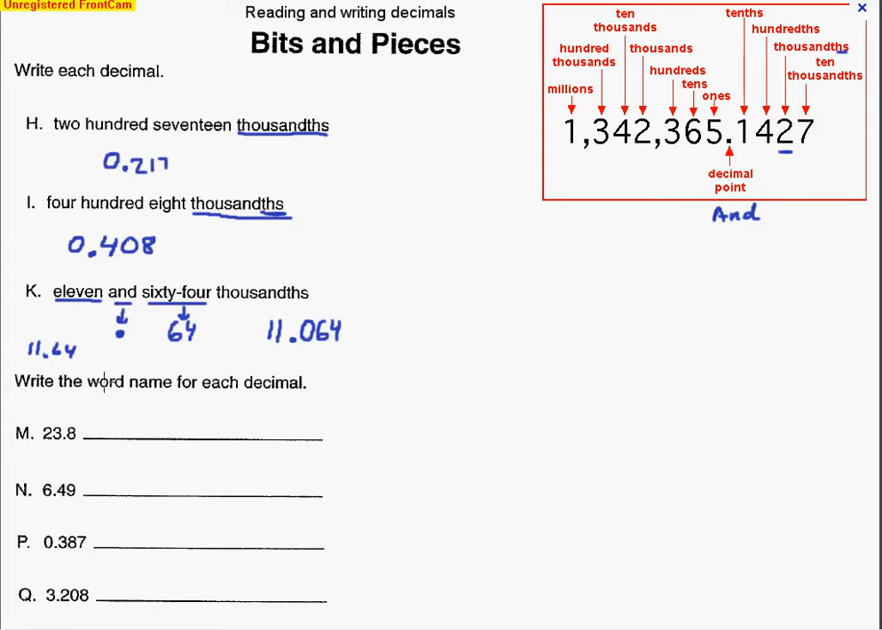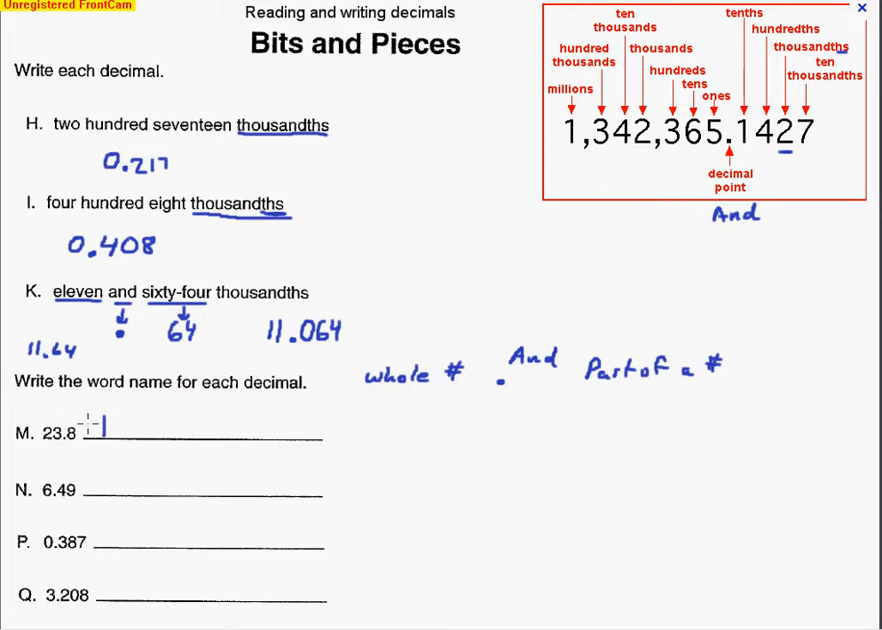Well, the next few problems are going to ask us to write the word name for each decimal. It's the same thing. So 23. We start off with reading off basically two numbers, the whole number and then the part. So again, you're going to read a whole number, and then when you say the word "and," remember the "and" represents the decimal point. And then you're going to read off the part of a number.